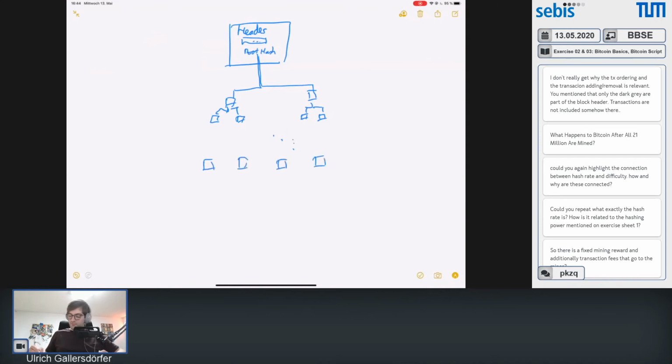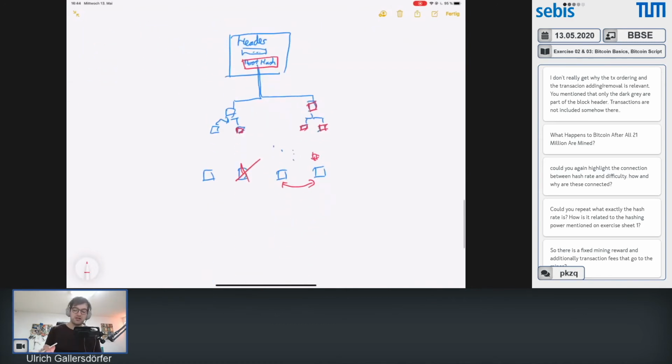So if you, for example, remove transactions, say you cancel this one, or you swap these ones, then you need to recalculate all these intermediate hashes here. These need to be recalculated, these ones, and so on. And in the end, this one is also changed. And that's the important point here. So adding or removing a transaction leads to the fact that the hash of the Merkle root changes, and therefore the hash of the block header changes. That's the important part here.